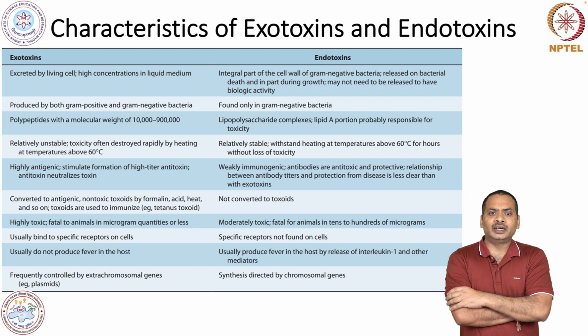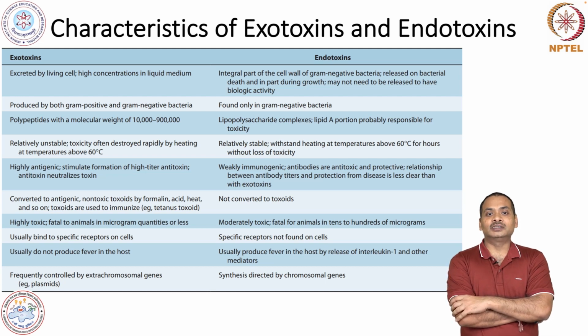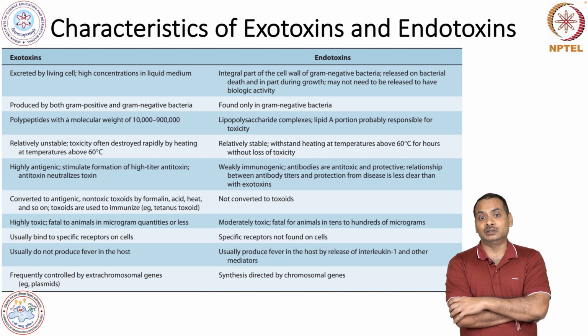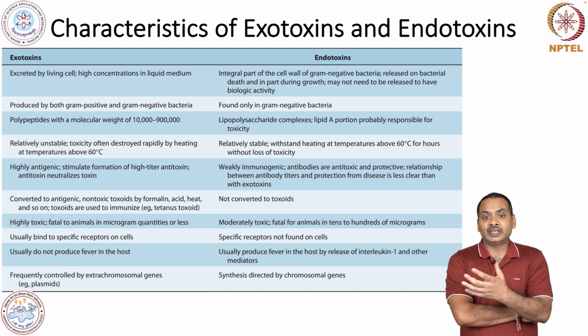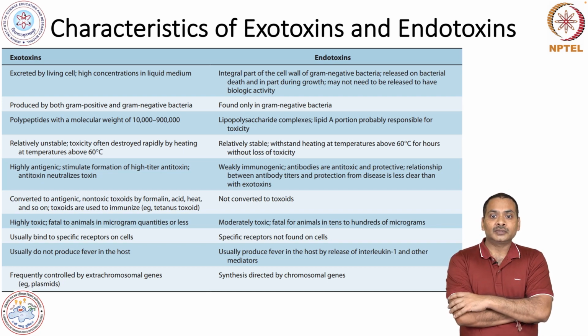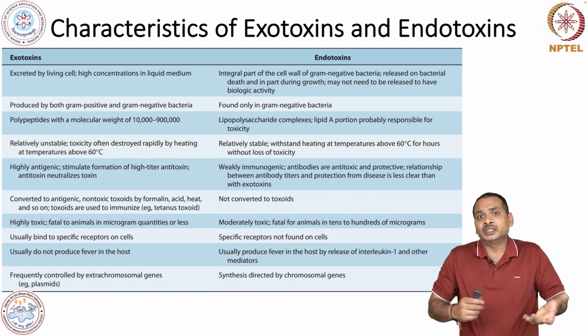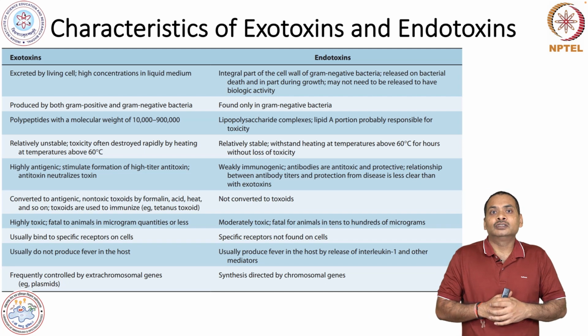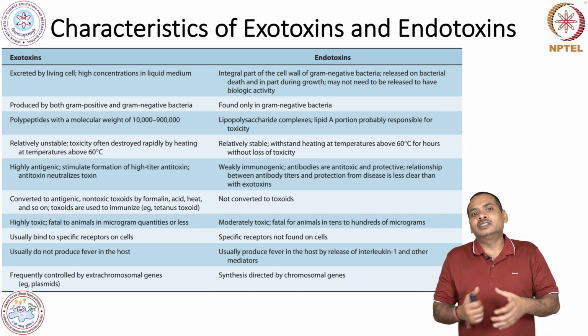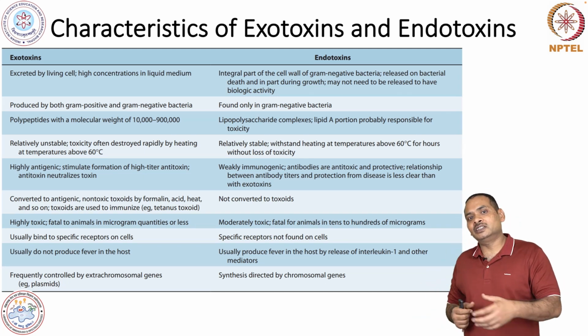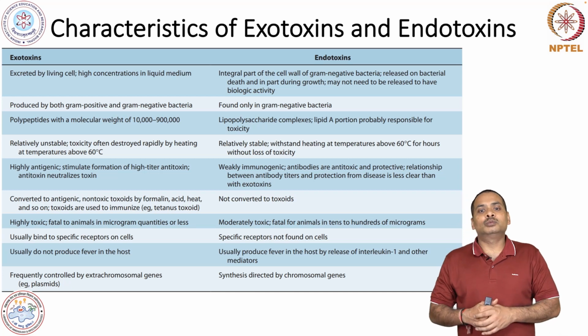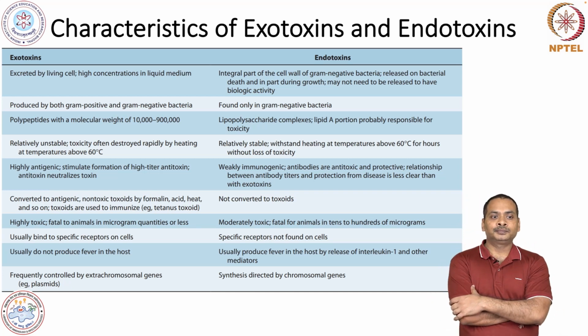On the other hand, endotoxin is relatively stable and withstands heating at temperatures above 60 degrees for hours without losing any toxicity. So even if you heat the gram negative bacteria and inject it into the host, it will have almost the same effect.